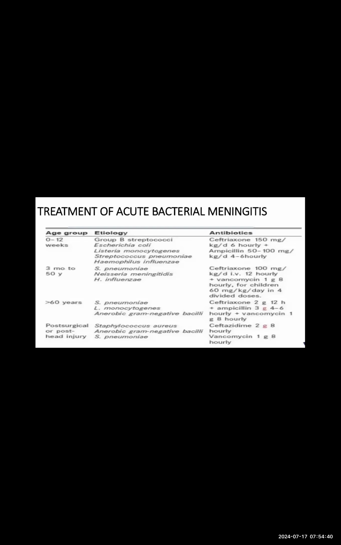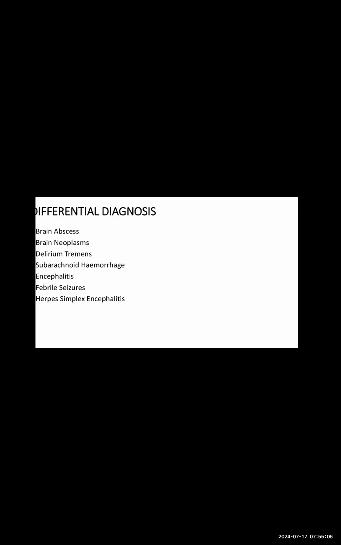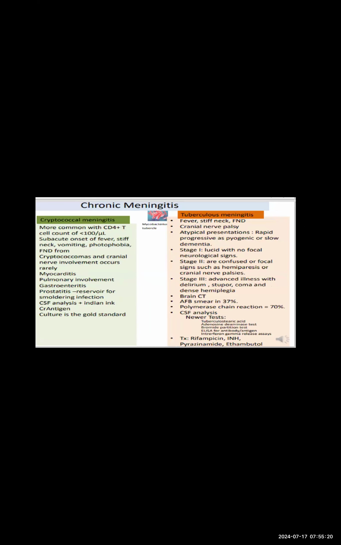In the treatment of acute bacterial meningitis, as I've mentioned, for extremes of age, because they are infected with Listeria monocytogenes, penicillin will be used to replace the vancomycin, in addition to ceftriaxone. The differential diagnosis includes brain abscesses, brain neoplasms, delirium tremens, because a chronic alcoholic patient probably must have withdrawn from alcohol, then subdural hematoma and encephalitis. The prognosis is better if the infective organism is Haemophilus influenzae, and worse with Strep pneumoniae. Other causes of chronic meningitis include Cryptococcus and tuberculosis.